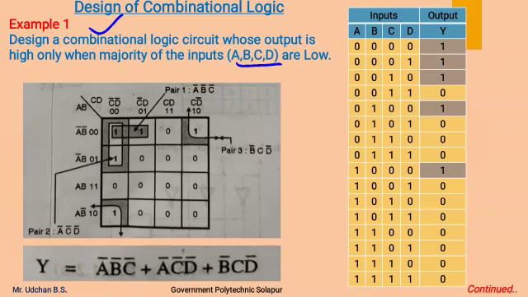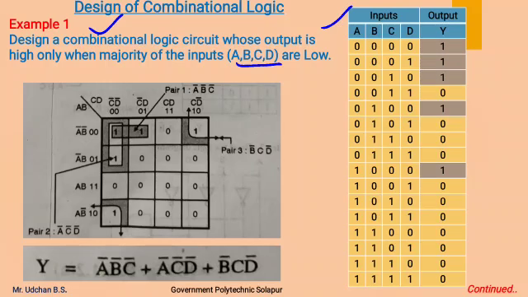The problem statement itself gives the information that the combinational logic circuit has 4 inputs. So we are going to prepare the truth table for the 4 inputs, which has 16 input combinations and only one output. The condition for the output is that the output is going to be high for which the majority of the inputs are low.